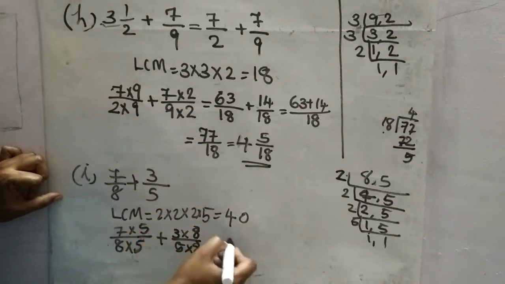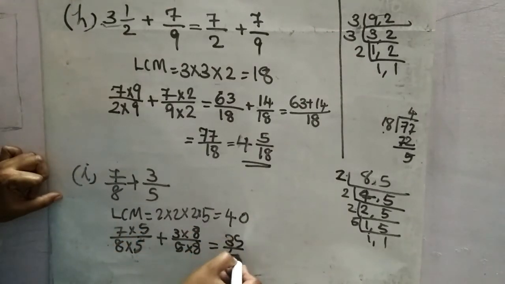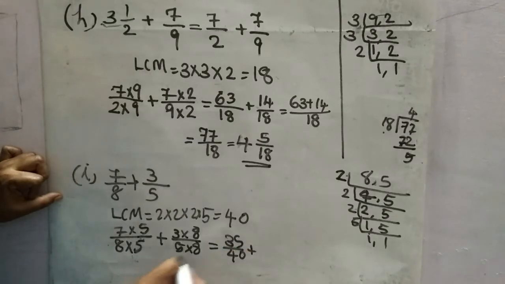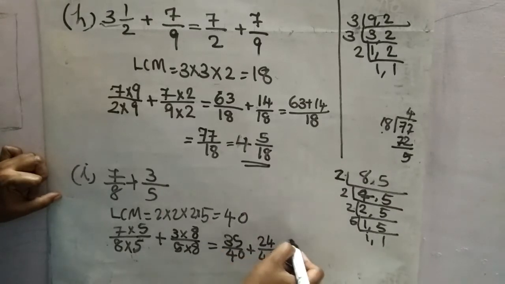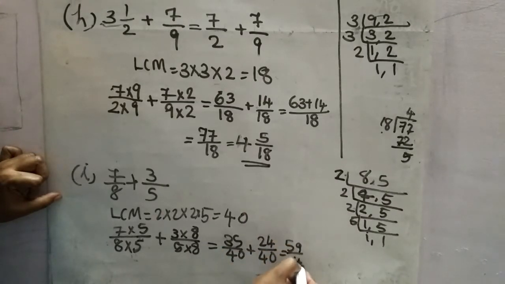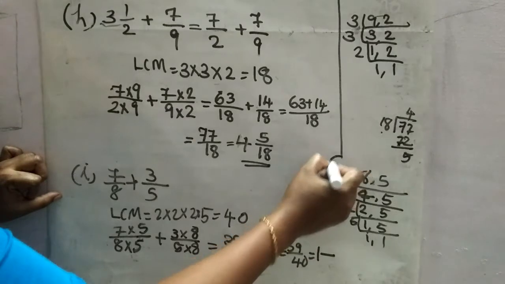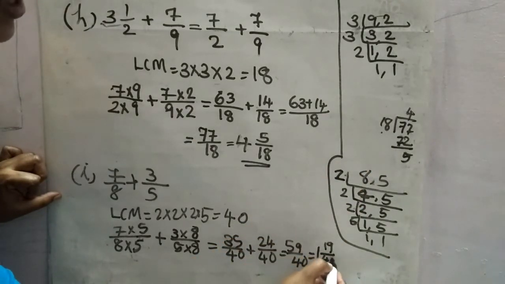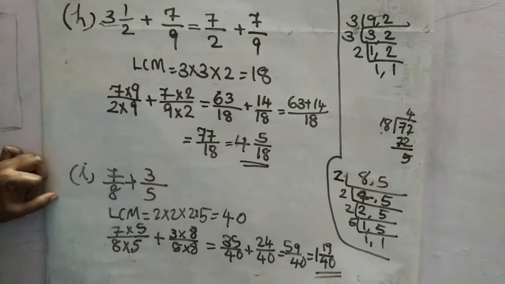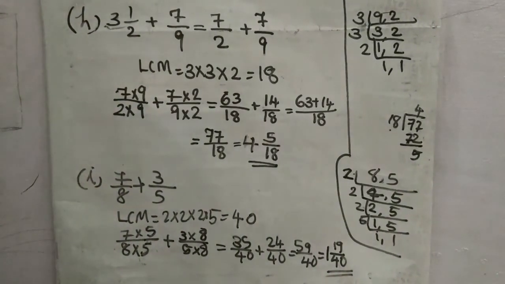7 5s are 35 by 14 plus 24 by 14. This 59 by 14. That's equal to how many times? In 59, 14 goes 4 times... The remainder is 19. 14 is the divisor. Okay. 19 by 14. Next question.